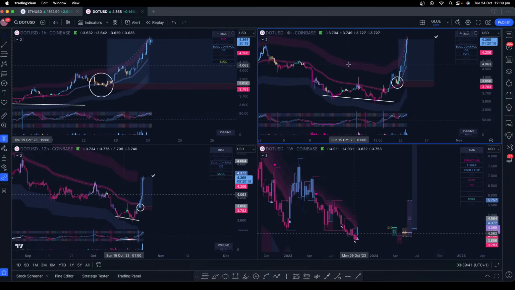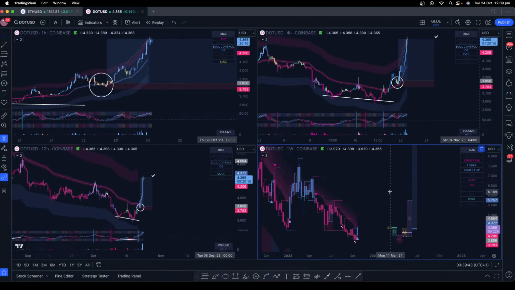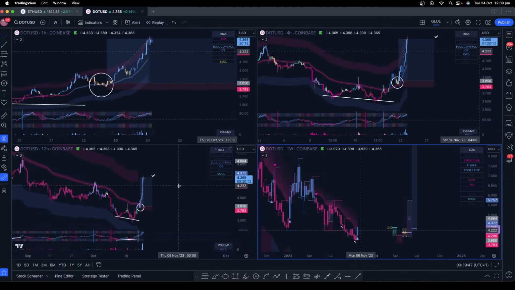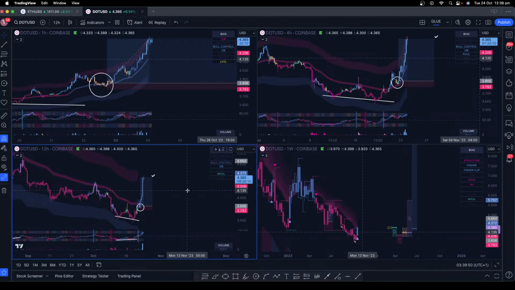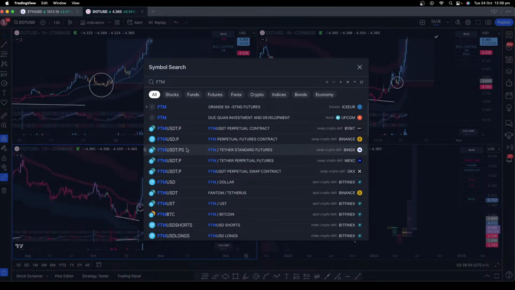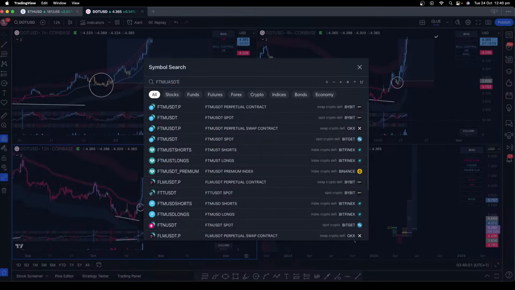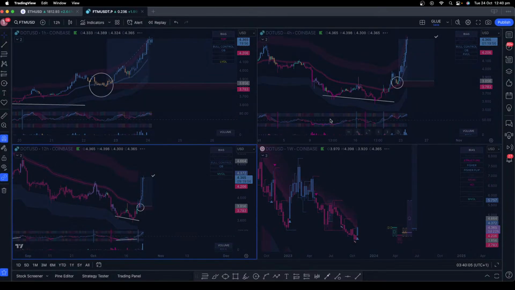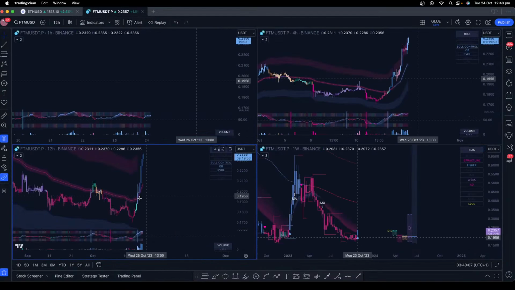The good thing with this is it's all color coordinated. You don't really have to think too much about what's going on. The colors will show you the strength and the weakness. FTM. I actually was going to long FTM, didn't long it. And I'll show you why I was going to long it now. Just get up the Binance chart. This close right here.